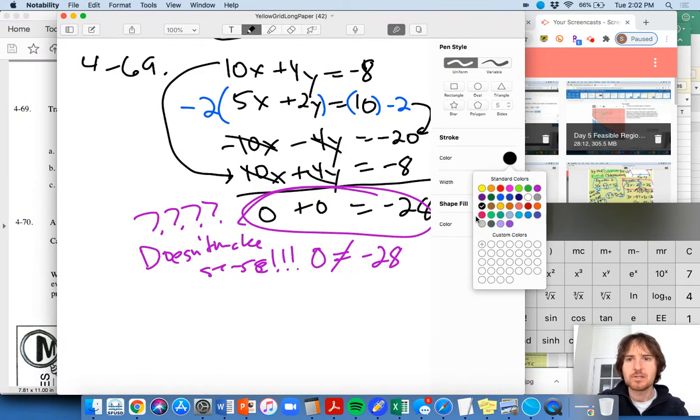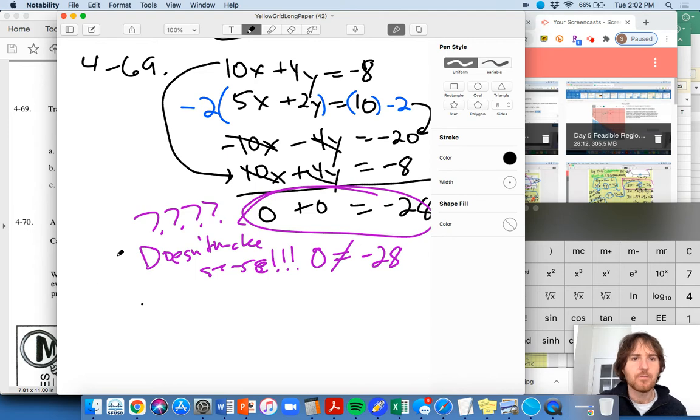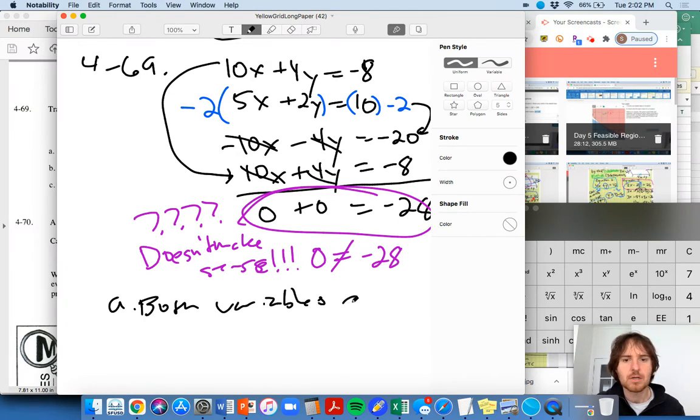Okay, so what our answer is here, it says what happens. Maybe we need to explain that. What happens? What happened is that both variables got eliminated.